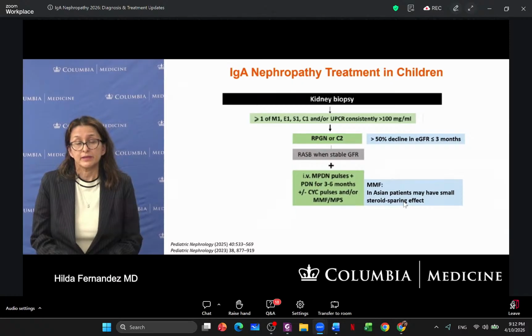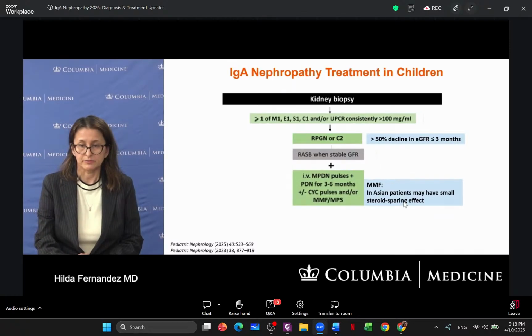But if you do have a case where you have a high MES score and RPGN with 50% decline in GFR over 3 months, and we've already done the RAS blockers, the next step would be to move on to more aggressive therapy with steroids, either IV or oral, and then consider potentially using cytoxan. Some Asian patients may have some small effect of improvement with using mycophenolate, but it may have some small improvement in that particular population.